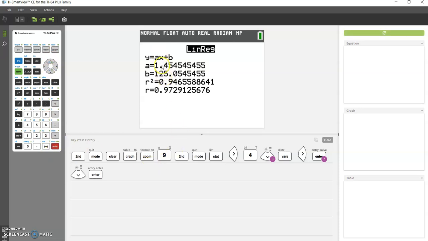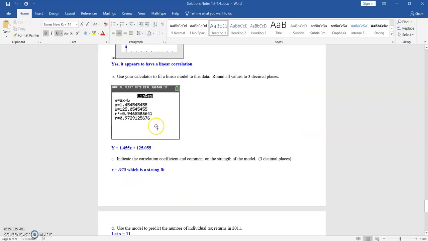This gives you now your equation. I'm having you round to 3 decimal places. So we would say Y equals 1.455x plus 125.055. Okay, so that would be my equation, and you'll notice in the solution key that's what I have done. I've given you the printout there, and then this is what we would say is our final answer for the equation, your linear model.